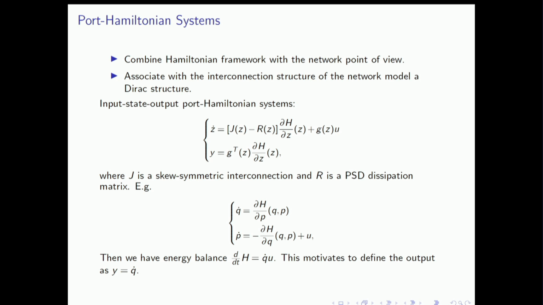For example, look at a very simple case where your J is canonical symplectic, you don't have dissipation, so there's no R, and your g is basically (0, 1). In one dimension, it looks like a Hamiltonian system with input, because your U affects your momentum. For motivation, you can define your Y, the output, as q dot, because in this case U times Y, your input times q dot, gives you the time derivative of the Hamiltonian, which is power.